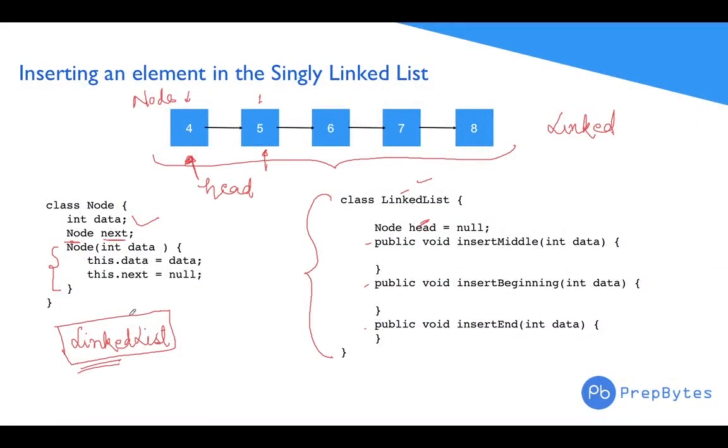In case of insertion, there could be three types of insertion that can happen. I'm taking different methods to make you understand this better. Number one is that someone wants to insert an element somewhere in the middle. In the middle means it could be between 4 and 5, between 5 and 6, 6 and 7, 7 and 8, which means between any two nodes. Or you want to insert at the beginning, so let's say I want to insert a node here, or I want to insert at the end. I've taken three methods for them, and let's see one by one how we insert an element in the linked list.